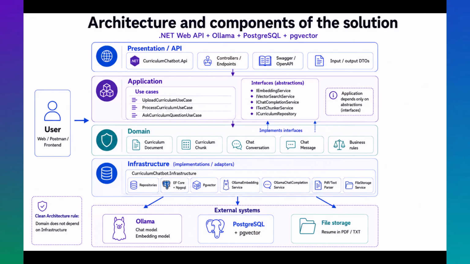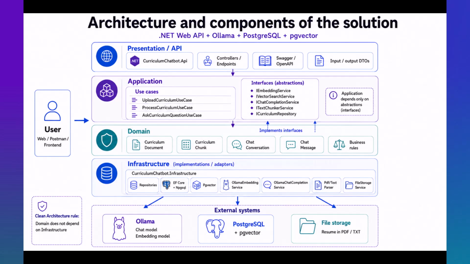This diagram represents the architecture of the solution. The most important point is that external systems should be connected through the infrastructure layer. Ollama, PostgreSQL, pgvector, file storage, and PDF processing are technical details. They should not be directly referenced from the domain layer.